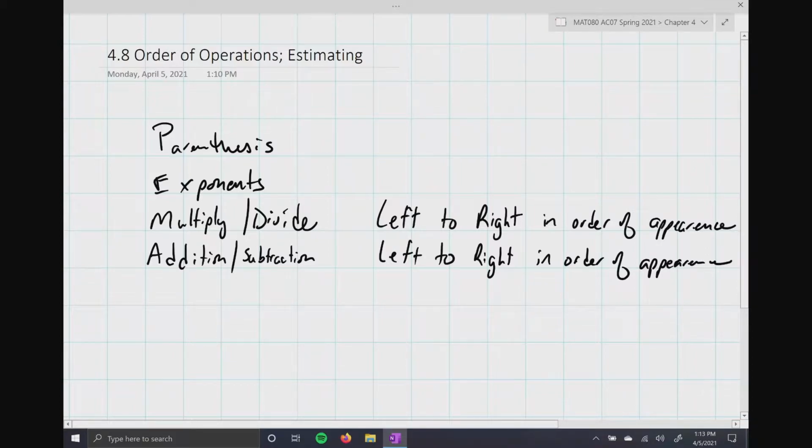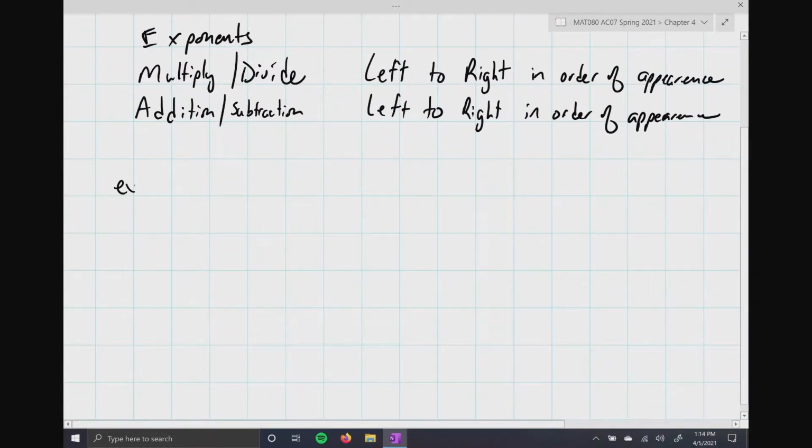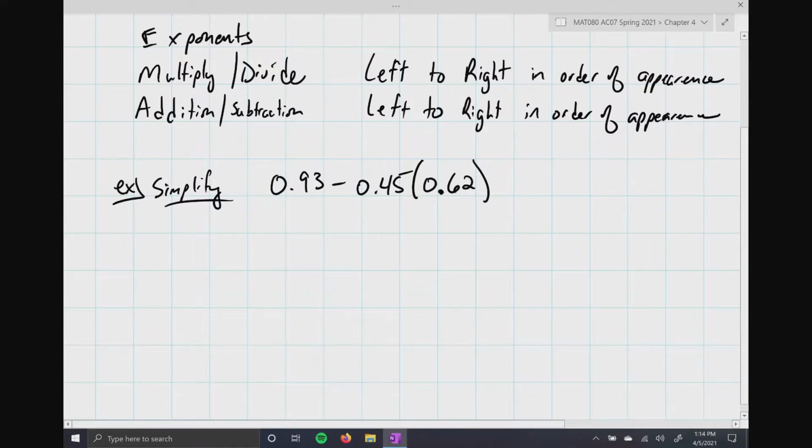So I guess I'm really not teaching you anything new here because we already knew the order of operations. The only thing that's really changing here are just the problems. That's it. Okay? So let's do a couple easy ones first. So we're going to simplify 0.93 minus 0.45 times 0.62.